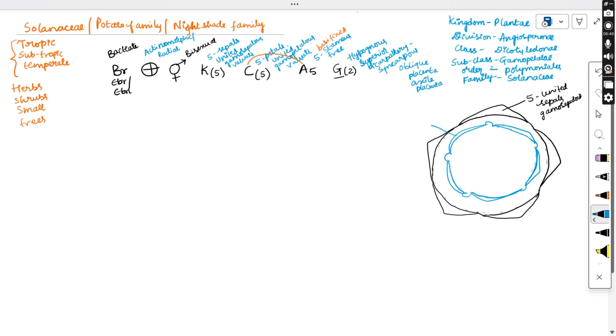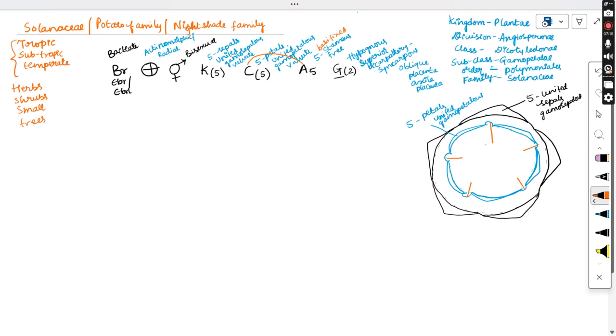The second whorl has a total of 5 petals and they are united. That's why they are gamopetalous in condition. That is the second whorl. And going to the third whorl, the third whorl is of the stamens. A total of 5 stamens are present. They are in epipetalous condition and they are arranged alternate to the petals. So wherever the petals are, the stamens are present alternately.